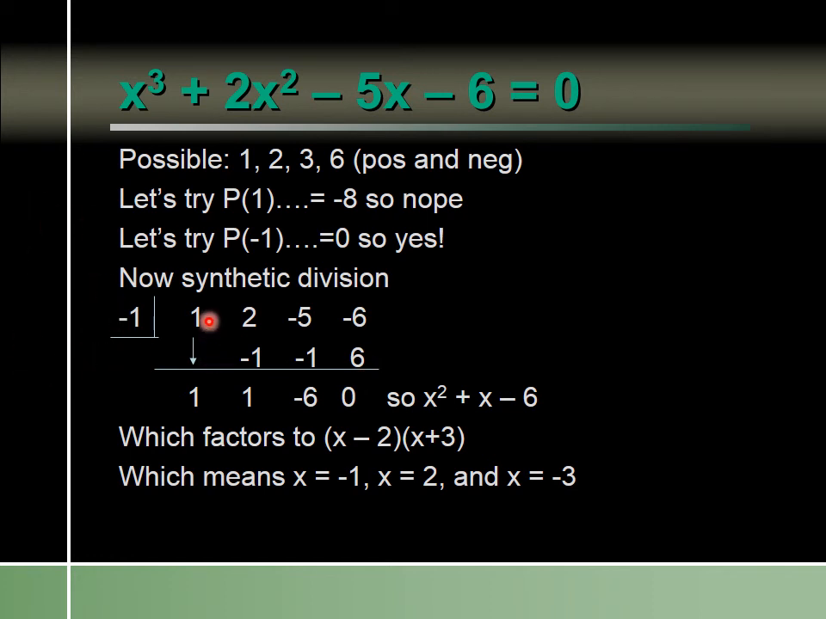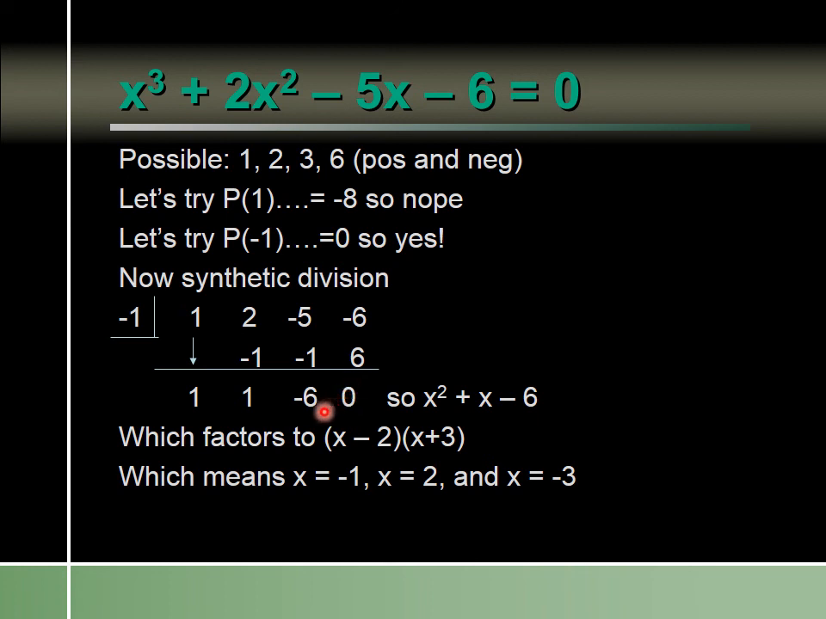We're going to write our coefficients, which are 1, 2, negative 5, and negative 6. Everything's represented. You bring down the first one, you end up with 1. Negative 1 times 1 is negative 1. 2 minus 1 is 1. And then 1 times negative 1 is negative 1. Negative 5 minus 1 is negative 6. Negative 1 times negative 6 is positive 6. And then negative 6 plus 6 is 0. So again, we got that remainder of 0.